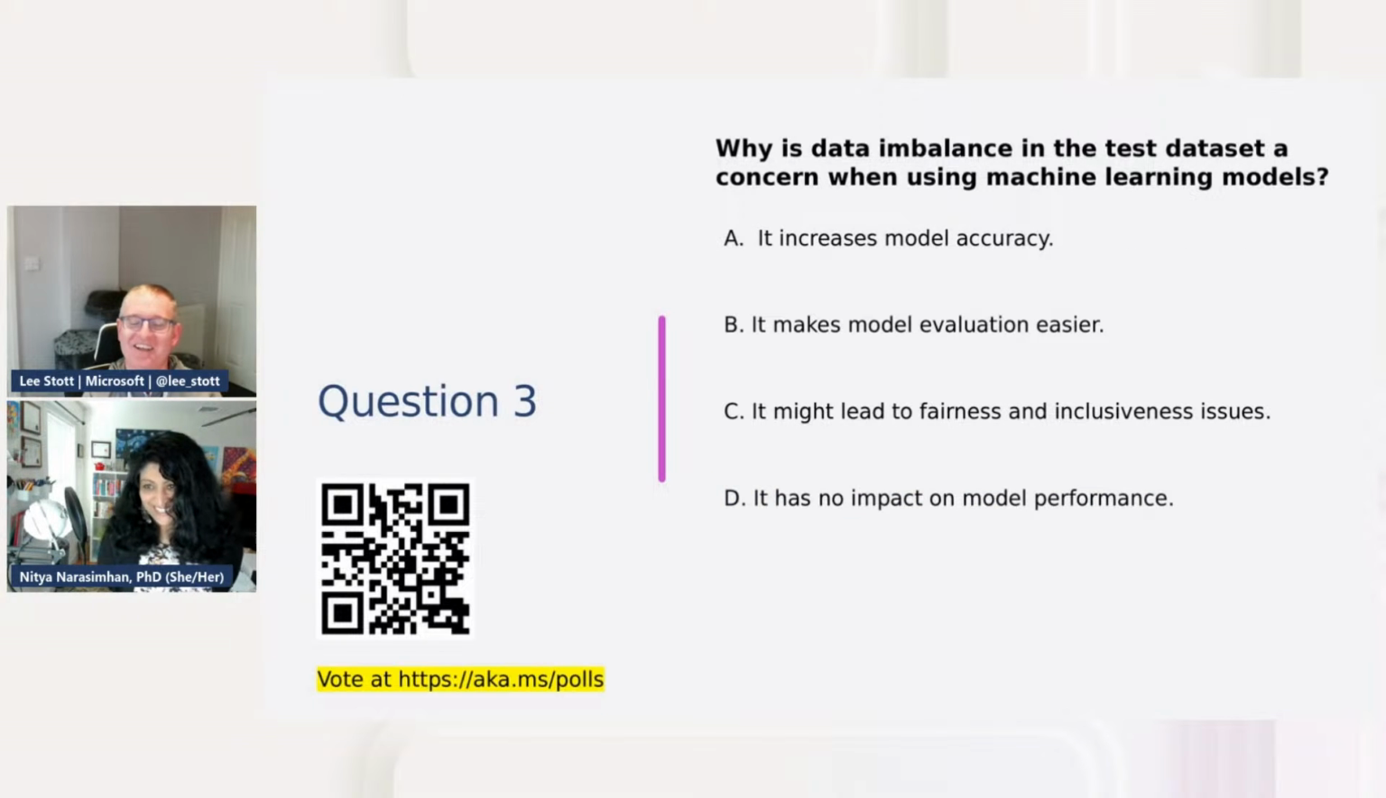Woohoo. So the last question: why is the data imbalance in the test data a concern when using machine learning? A, it increases the model accuracy. B, it makes the model evaluation easier. C, it might lead to fairness and inclusiveness issues. D, it has no impact on the model performance.